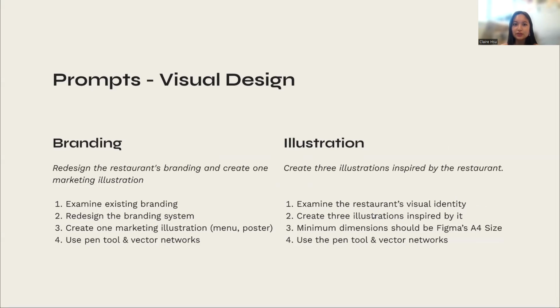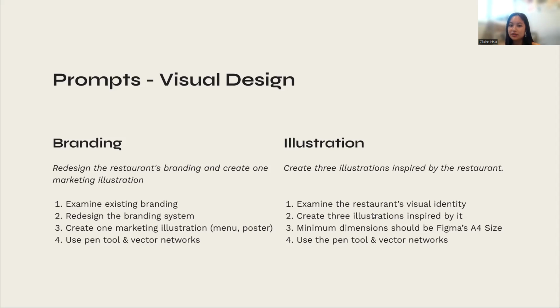All right, so the first 2 prompts are going to be for visual design. The first one is going to be branding, where you can redesign the restaurant's branding and create one marketing illustration. So the first step would be to examine existing branding. Second step would be to redesign the branding system. The third step would be creating one marketing illustration. So that could be a menu or poster. And the fourth step is that we require you to use pen tool and vector networks in this particular prompt.